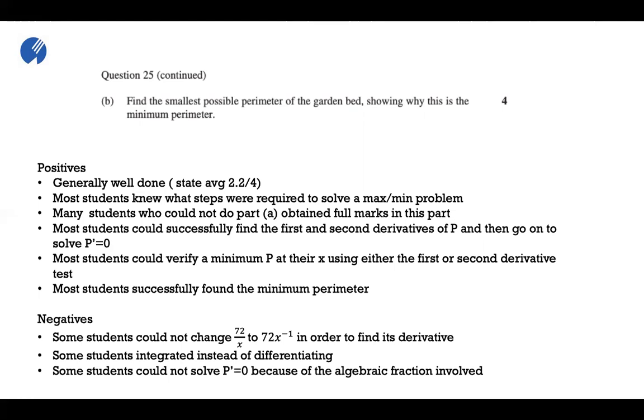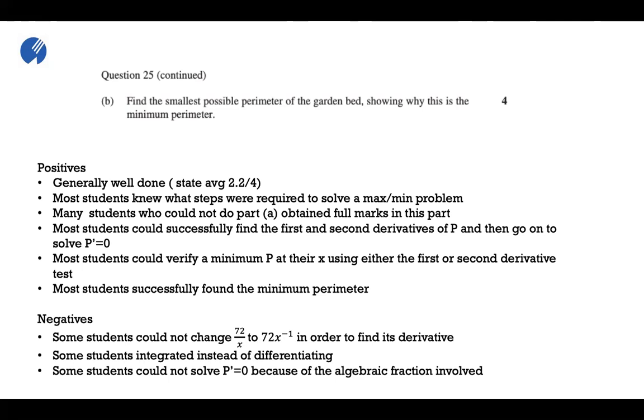Most students knew what steps were required to solve a maximum and minimum problem. They saw that it was 4 marks. They knew that there was probably a minimum 4 steps. And as I said before, many students who couldn't do Part A did obtain full marks in Part B.